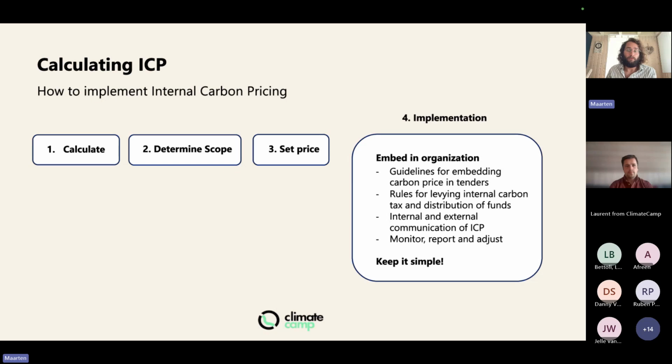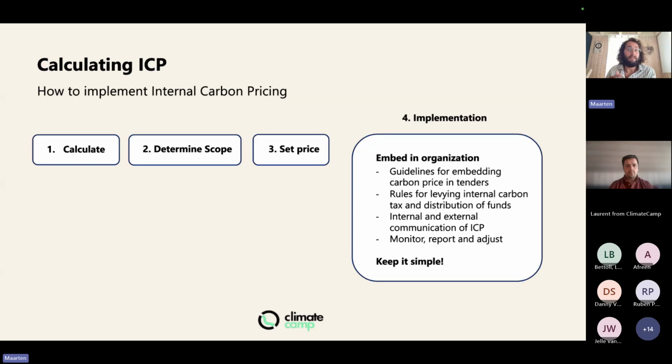You need to make rules. If you do an internal carbon tax or an internal carbon charge, you need to have rules for how you will levy this internal carbon tax and how you will distribute funds. Microsoft pools it in one general fund and then uses it for sustainability investments. You might limit it to business units or use it for the place where the CO2 emissions were generated. So the money that comes from business travel also needs to go to investments which are used to improve the emissions reduction in business travel.